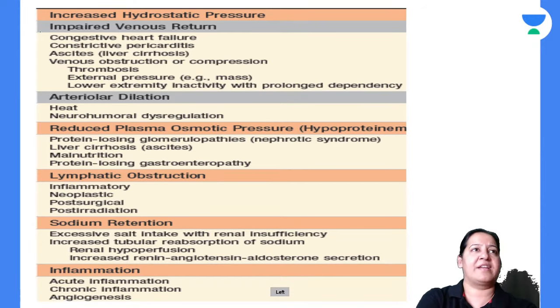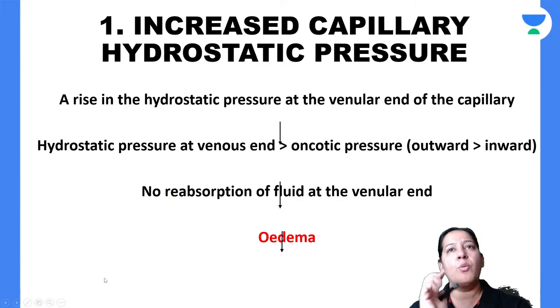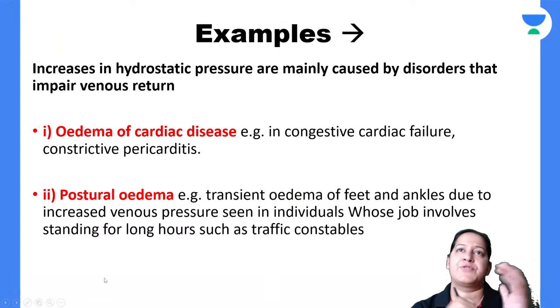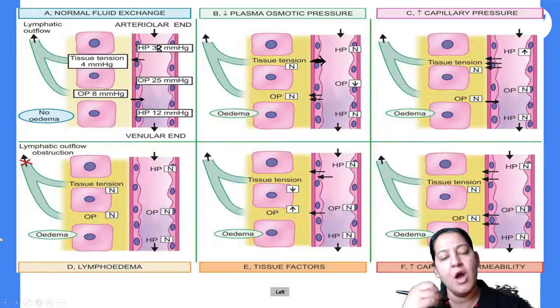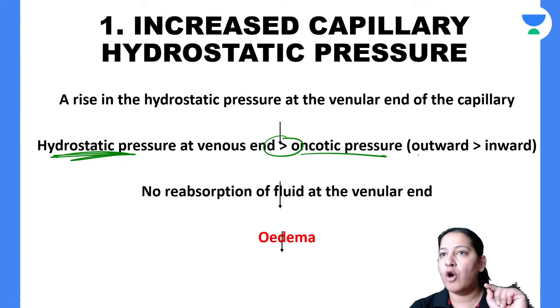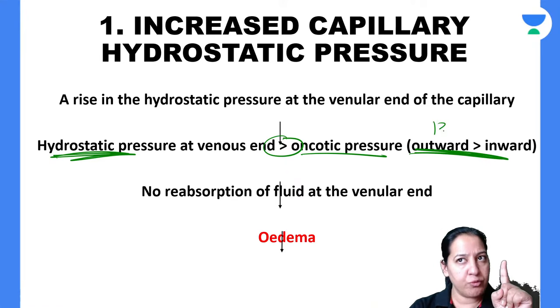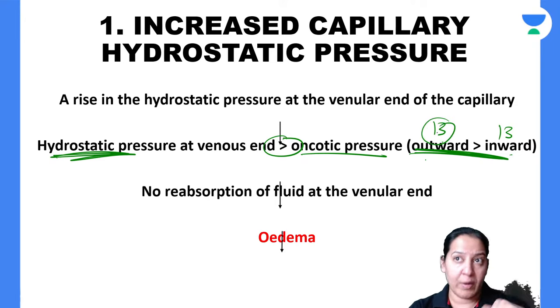The same 6 factors are given in Robbins also, in Harrison also, in all the books. Let me start. So tell me 2 causes of increased hydrostatic pressure. These are the 2 causes of increased hydrostatic pressure. What will happen if hydrostatic pressure is more? If hydrostatic pressure is more than oncotic pressure, an imbalance will occur. Outward is more than inward. Normally outward is 13, inward is also 13. Net outward, net inward.